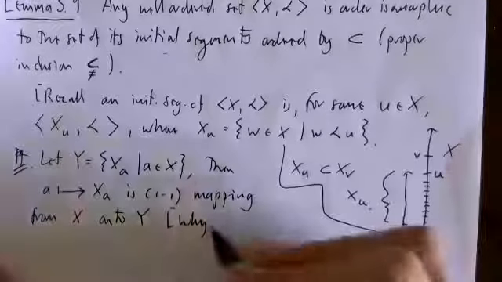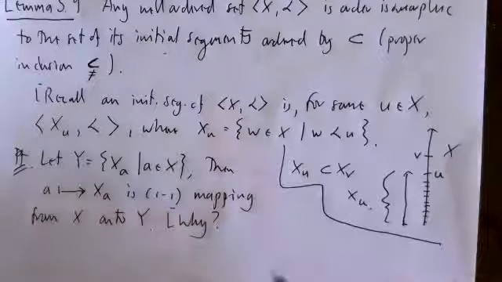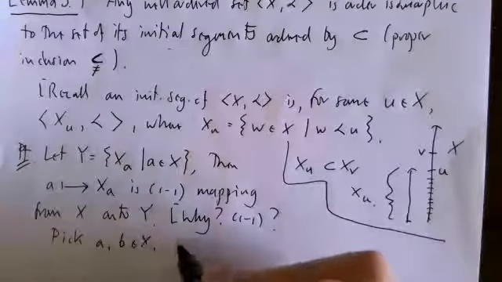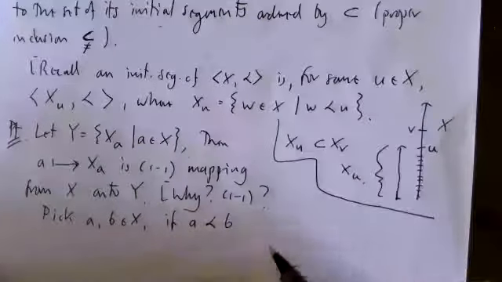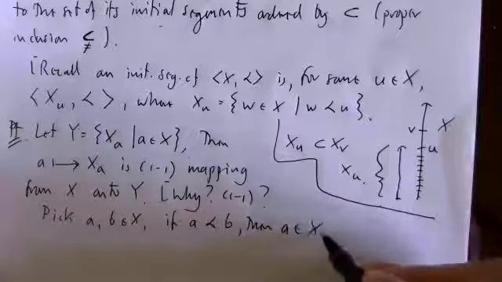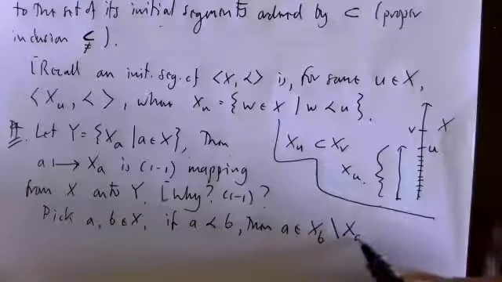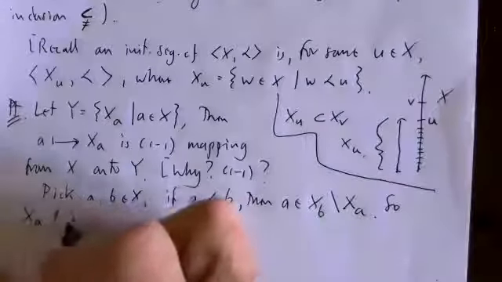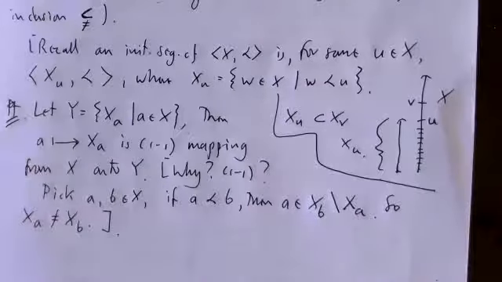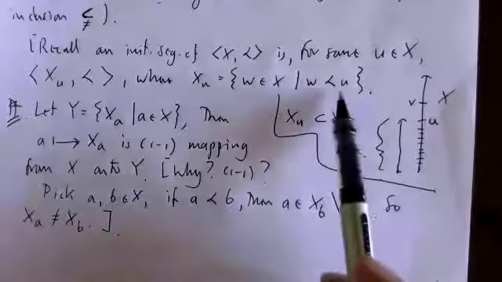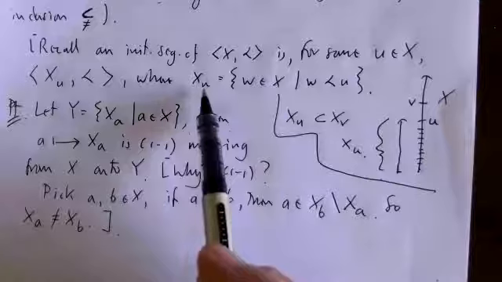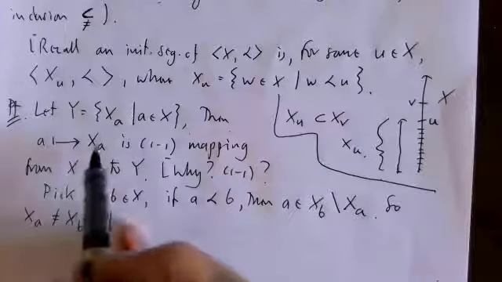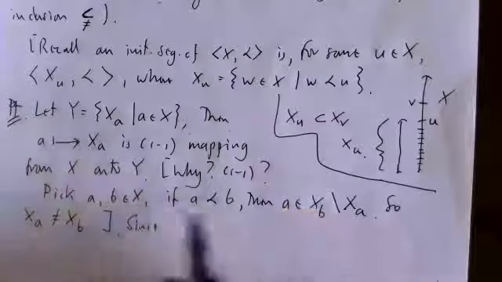Okay, so 9 o'clock on a Monday morning. Why is it 1-to-1? You pick a and b in X. One of them is less than the other. Then a is in X_b, but it is not in X_a. So X_b and X_a are different. Okay, the initial segment does not include the element that determines it. It's everything that comes before that element. So this is a 1-to-1 mapping. And I've just kind of given the argument there.